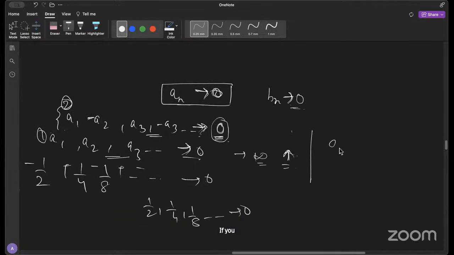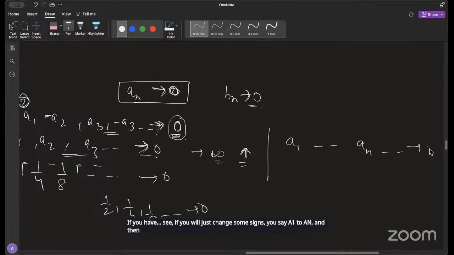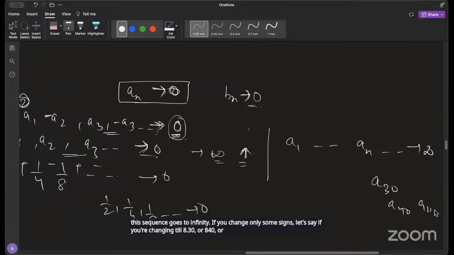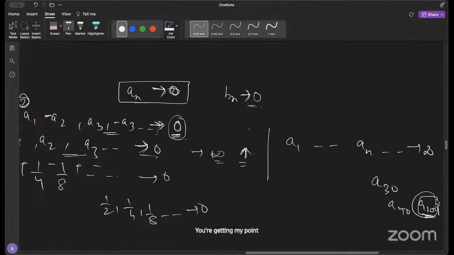If you just change some signs, say A1 to AN, and then this sequence goes to infinity. If you change only some signs, let's say till A30 or A40 or A100, a finite number, you're getting my point. If you're just changing the signs till some term of the sequence, then it's fine. Eventually, the signs should be the same. After a point, if your signs are the same, then it's fine.